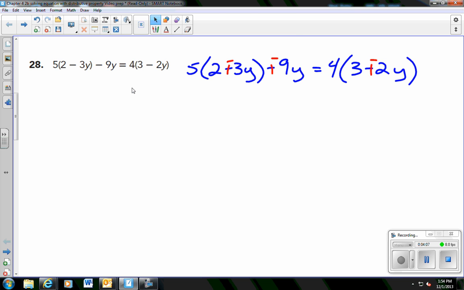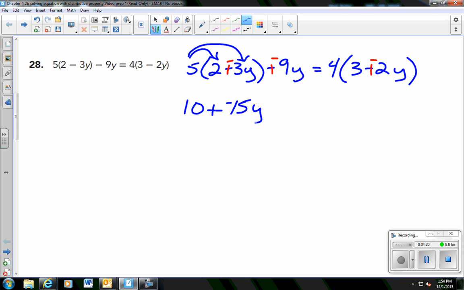Now you distribute out. 5 times the 2 is 10. So again, the outside number times both numbers on the inside. So 5 times 2 is 10, plus 5 times negative 3 is negative 15, and the y is still with it. Now the 5 does not multiply the negative 9y because the negative 9y is not in the parentheses that the 5 is attached to. So we just leave that as plus negative 9y.